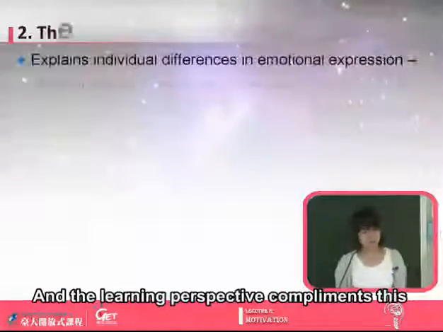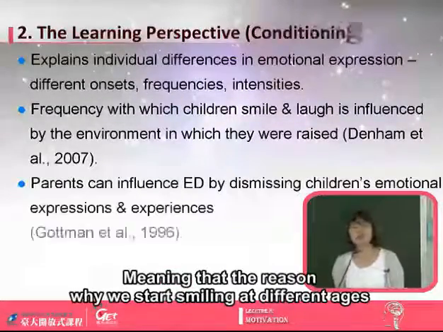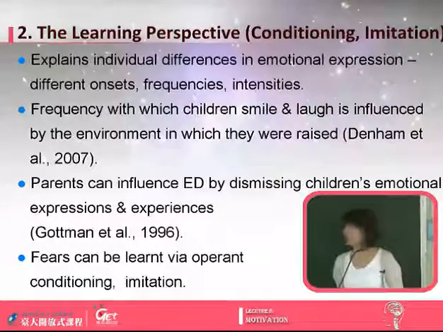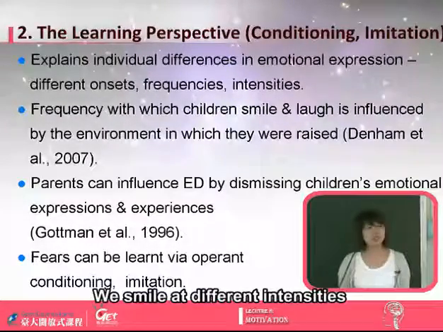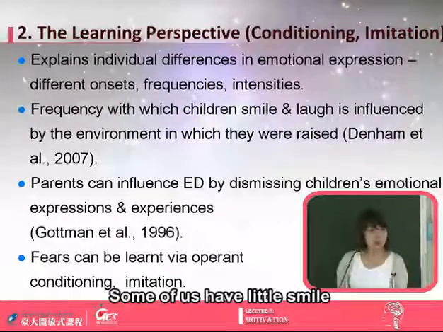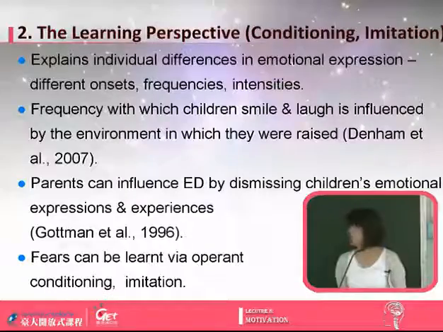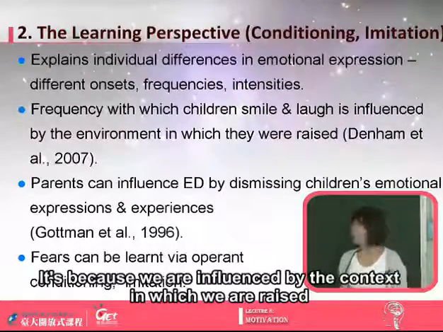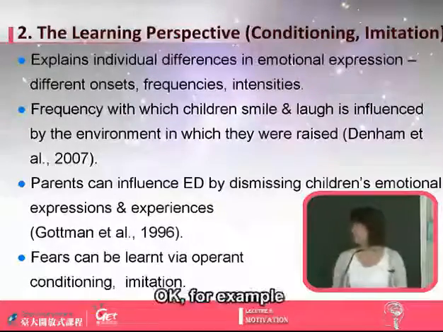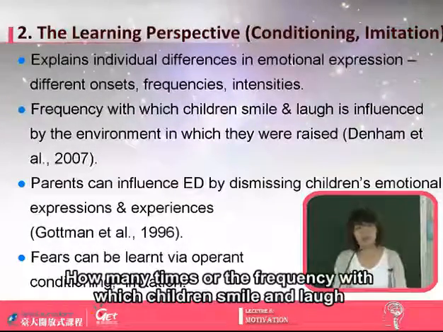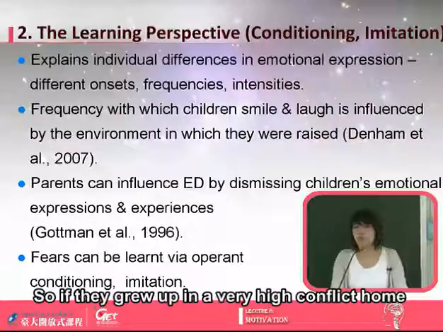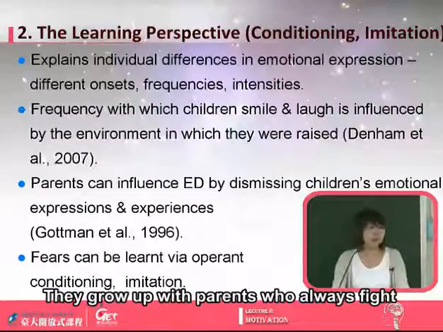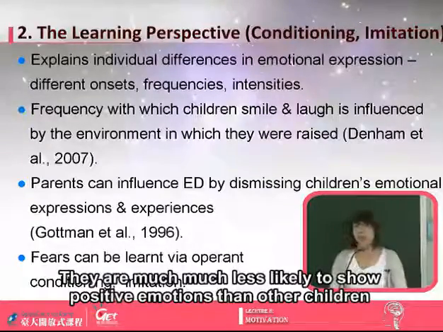And the learning perspective complements this, meaning that the reason why we start smiling at different ages, we smile at different frequencies, some of us smile a lot, some of us don't, we smile at different intensities, some of us have a little smile, some of us usually have a very big smile, is because we are influenced by the context in which we are raised. For example, how many times or the frequency with which children smile and laugh is influenced by the environment in which they were raised. So if they grew up in a very high conflict home, with parents who always fight, they're much, much less likely to show positive emotions than other children.